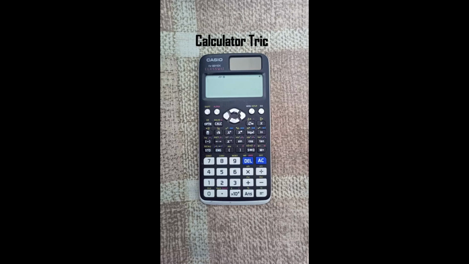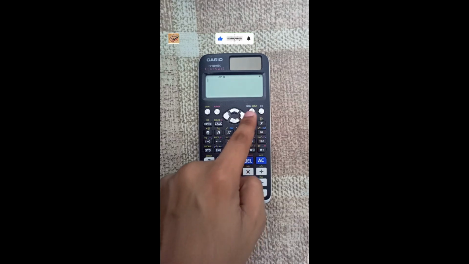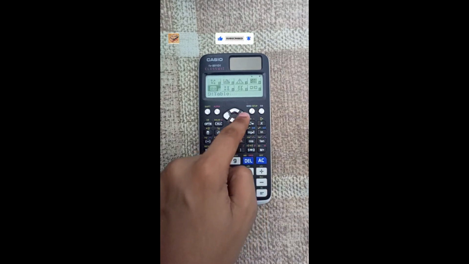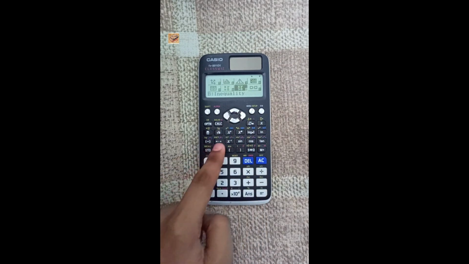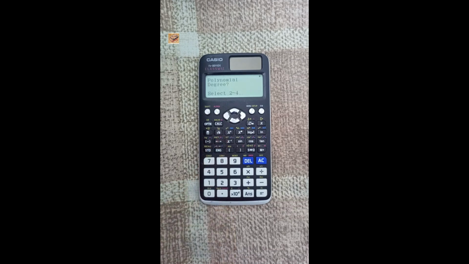This calculator trick will save your time. To solve an inequality question from a calculator, just press this menu button, then scroll down to the inequality section, then press B. So for the equation above, the polynomial degree is 2, so press 2.